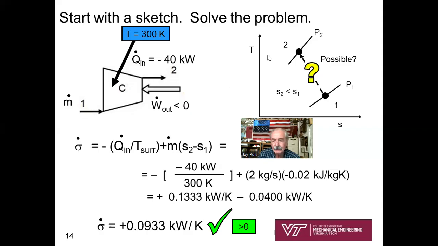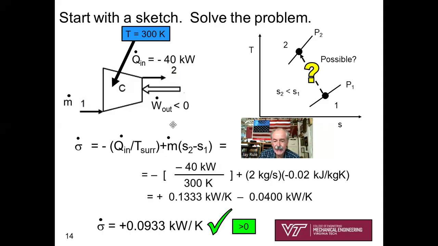Okay. Let's see, TS diagram. I was given in the problem that S2 is less than S1. In other words, the specific entropy decreases. Okay. And so I'm showing state 1 at a low pressure, and I'm showing state 2 at a higher pressure and a lower entropy value. This is the way you draw your sketch. S2 is less than S1 because of the given information in the problem. Now let's do the numerics. We've got heat transfer. All right.